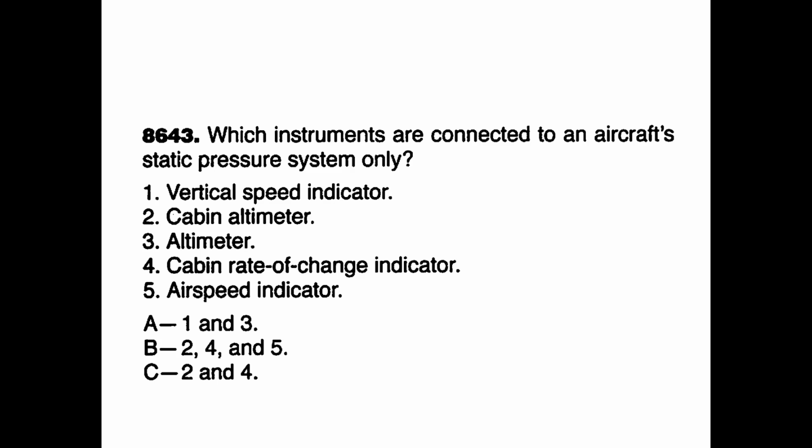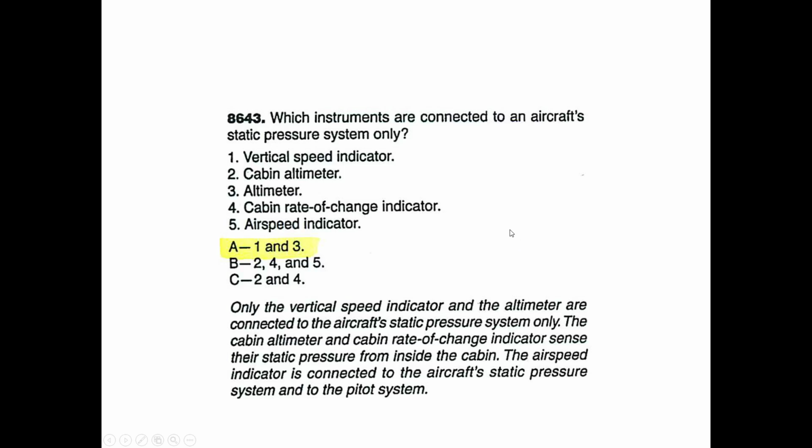As a matter of fact, because number 4, the cabin rate of change indicator, is in both B and C, I think from the process of elimination, I'm going to say 1 and 3. However you get to the correct answer is fine. That does seem to be a good strategy there. So basically, with this type of question, look for the ones that you can eliminate. In this case, you eliminate all but the right answer.